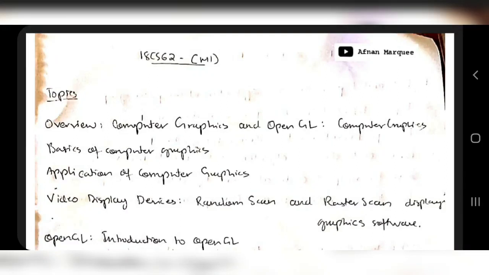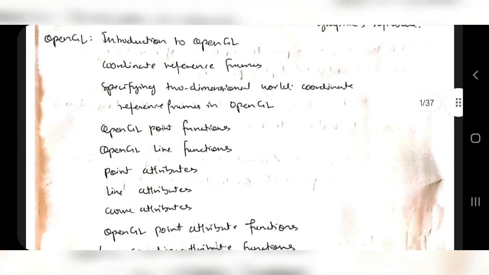Hello everyone, today in this video we'll be discussing the first module of computer graphics. In the first module we have the application part of computer graphics, a very important question. After that we have the two devices, random scan and raster scan display, graphics software, and there's an open library, which is the Open Graphics Library.